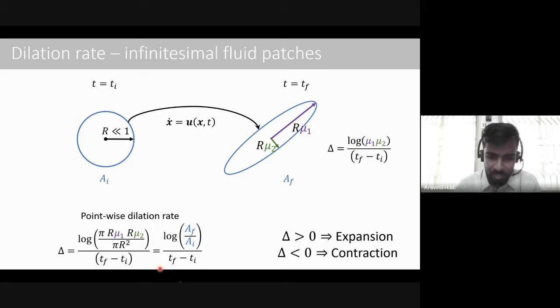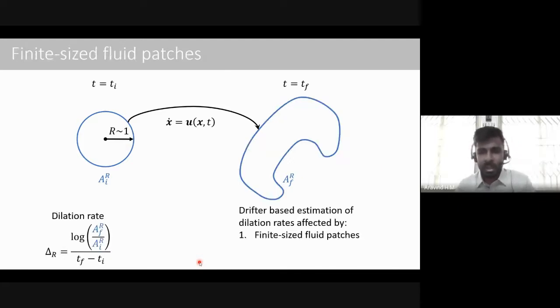So this form of dilation rate has some benefits when we are using drifter data sets to compute this metric. Essentially, drifters themselves are not infinitesimal. They have a finite size associated with them. And so there's no way that we go out into the ocean and we manage to track infinitesimal fluid patches. The fluid patches we consider will always have a finite size, and these finite size fluid patches can no longer be assumed to deform into an ellipse. So having the area ratio based definition of dilation rate can be helpful when working with finite size fluid patches.